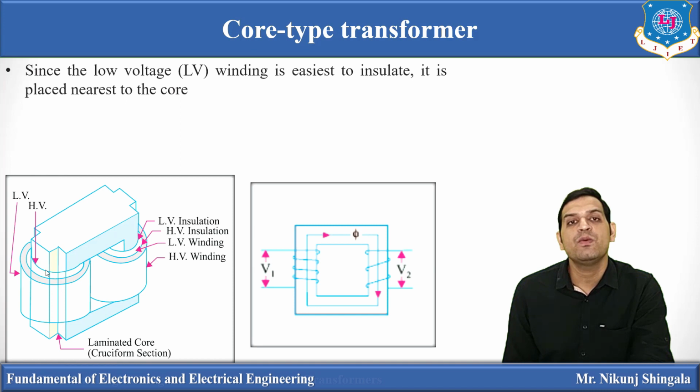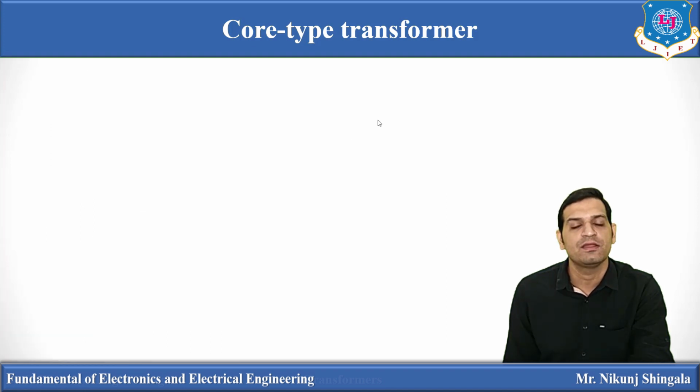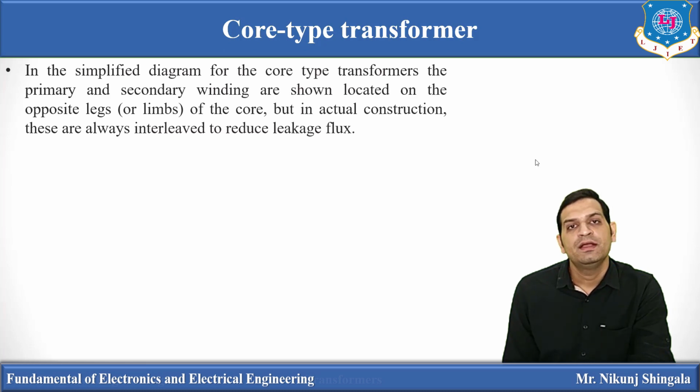High voltage winding requires high insulation, and if we provide the high insulation near the core, then it ultimately increases the cost of the transformer. If high voltage winding is not provided high insulation, then it will damage the core. That's why low voltage winding is placed first, then high voltage winding, then again low voltage winding, then again high voltage windings are placed.